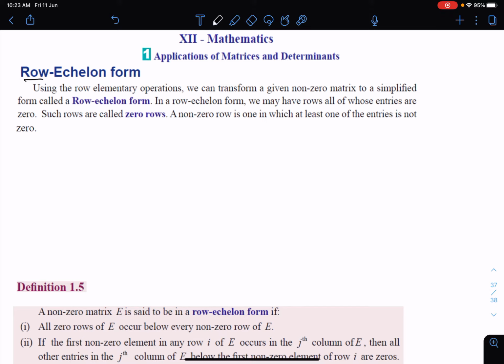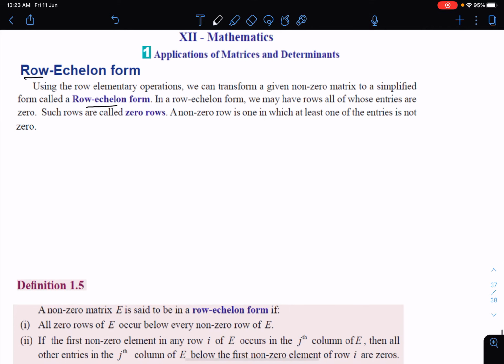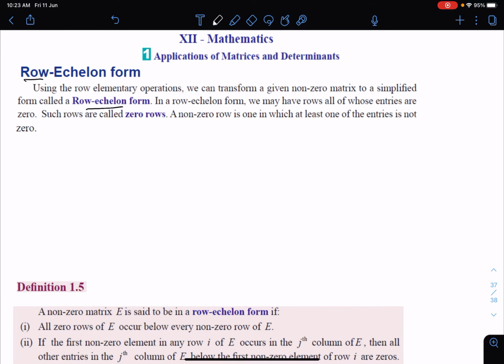Using the row elementary operations, we can transform a given non-zero matrix to a simplified form called the row echelon form. In a row echelon form, we may have rows all of whose entries are zeros. Such rows are called zero rows. So, for example, if you have a matrix A like this, here they have mentioned zero rows and a non-zero row.